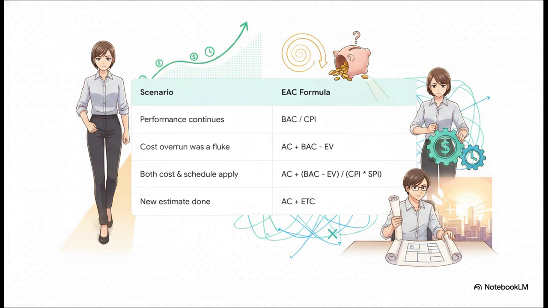Now this next one is the heavy hitter. If the prompt explicitly mentions that both cost and schedule efficiency will affect the project moving forward, you take actual cost, add that remaining budget, but you divide it by CPI multiplied by SPI.